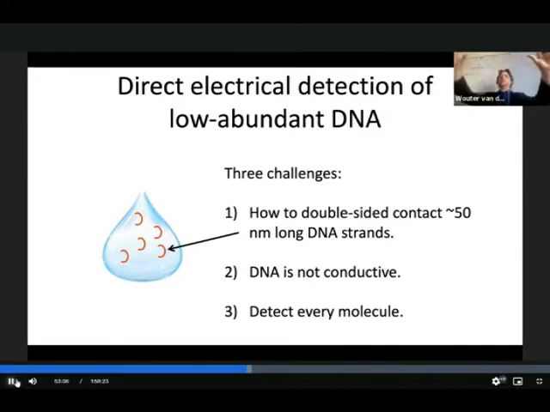What we want to do is grab a strand of DNA and measure electrically whether it's there or not. This poses 2 challenges. Challenge 1, the DNA strands are typically 50 nanometer long. So how can I grab an object that is 50 nanometer? Challenge number 2, if I succeed to grab a 50 nanometer strand, I cannot measure it because it is not conductive. So I need to solve that also.